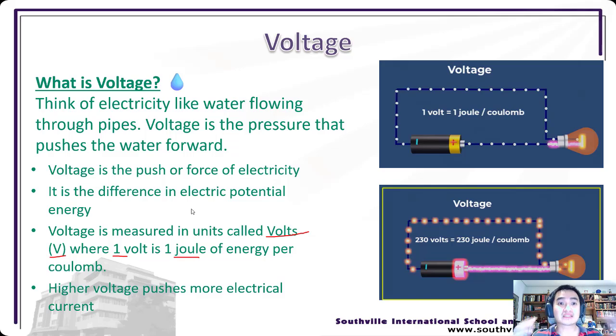So voltage is basically pressure, but we can think of it also like this. This is what 1 volt looks like, just 1 unit of energy per coulomb, 1 joule per coulomb. 230 volts, just notice it got bigger. So each coulomb will carry more joules, or more energy. That's voltage.